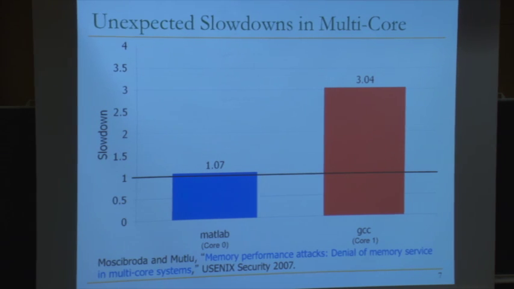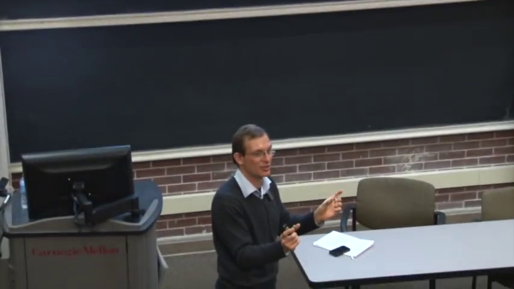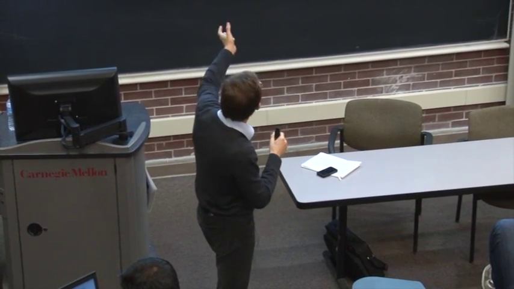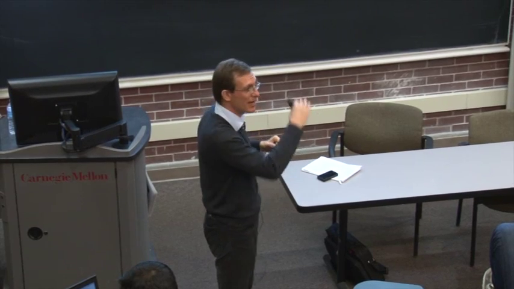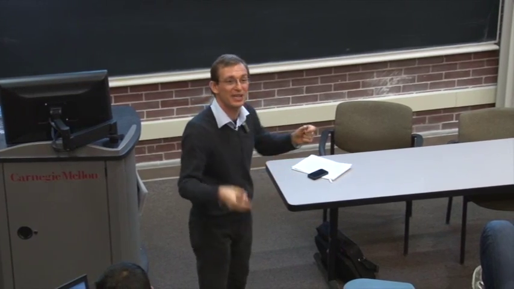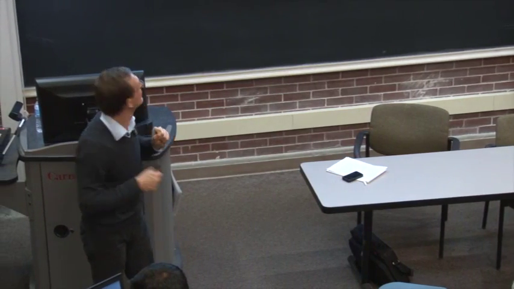Now this is not good, right? This is a pretty bad slowdown. When you're running 2 programs on a 2-core chip, you get a 3x slowdown. And I'm not showing it here, but this slowdown is actually very unpredictable. GCC slowdown changes significantly depending on what other program is running next to it.